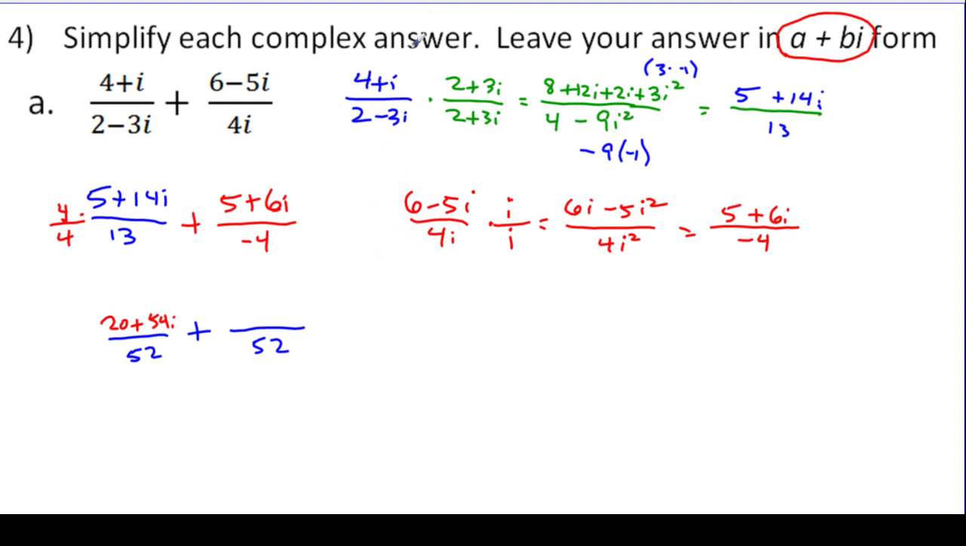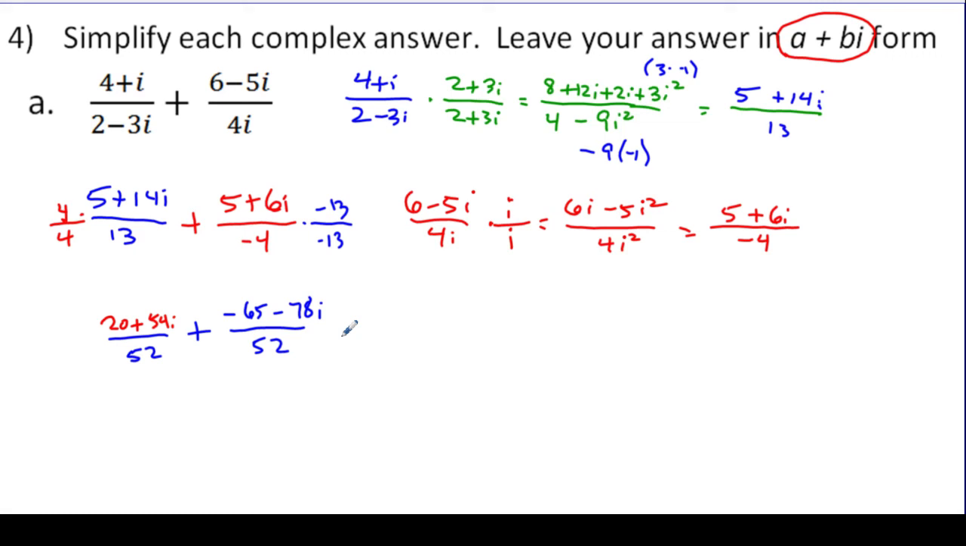I have to do the same thing with the second one. This says I need to change this into a positive 52 so it matches the one over here, which means I need to multiply it by negative 13. That negative sign is really important, because I not only need to change 4 into 52, I need to change negative into positive. So I'm going to include that negative sign. I need to multiply the top by the same thing. Negative 13 times 5 is negative 65, and negative 13 times 6 is minus 78i.